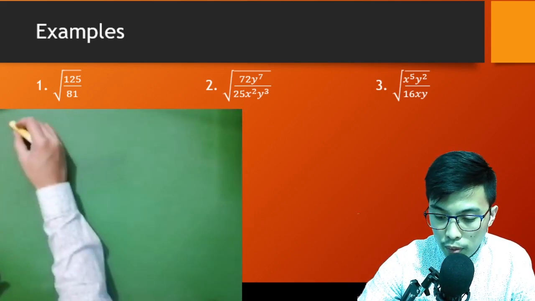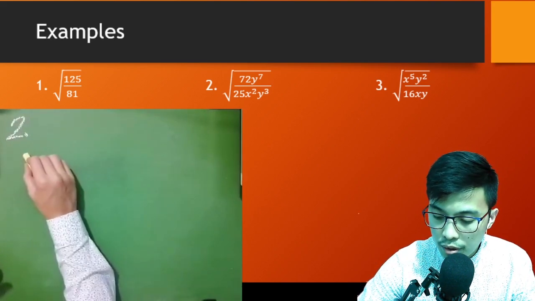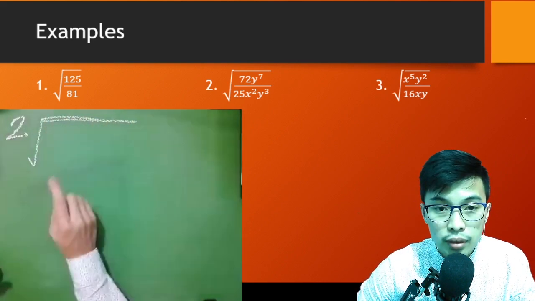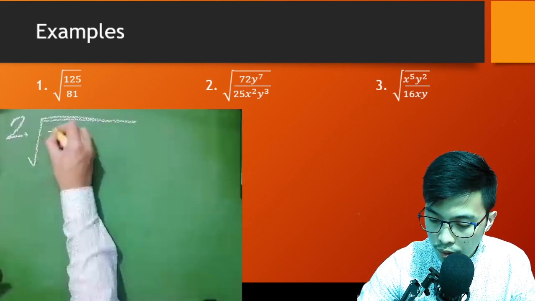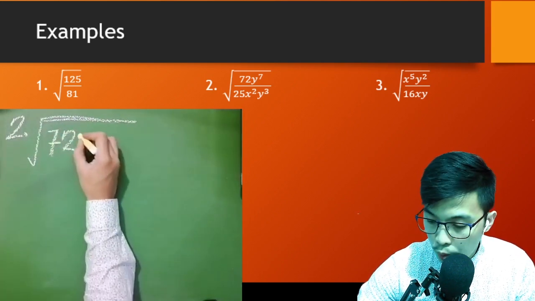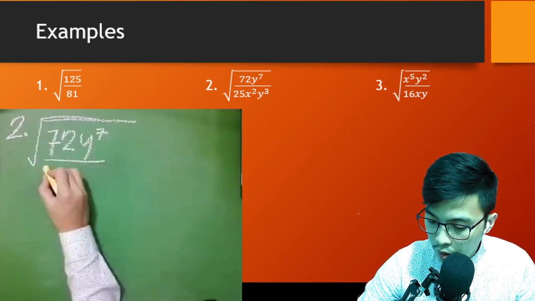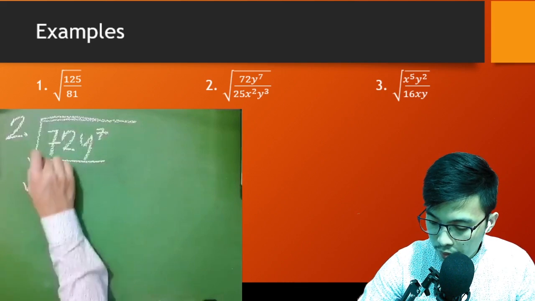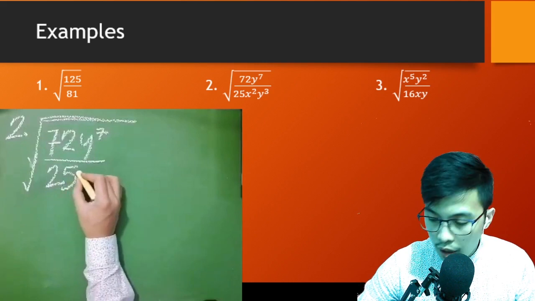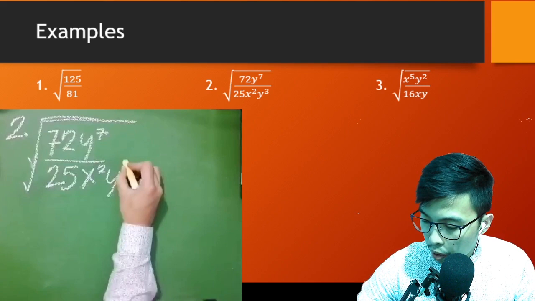Okay, so we move on to example number 2. And our example number 2 is the square root of 72 y raised to the power of 7 over 25 x raised to the power of 2 and then y raised to the power of 3.